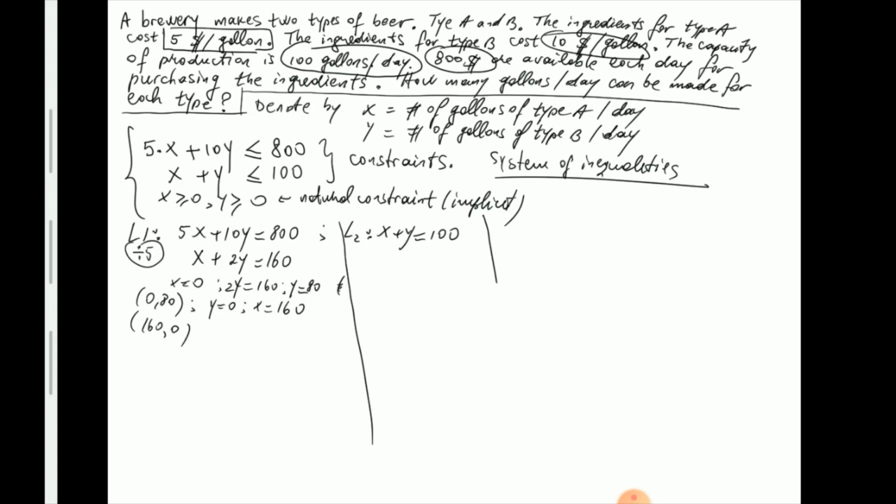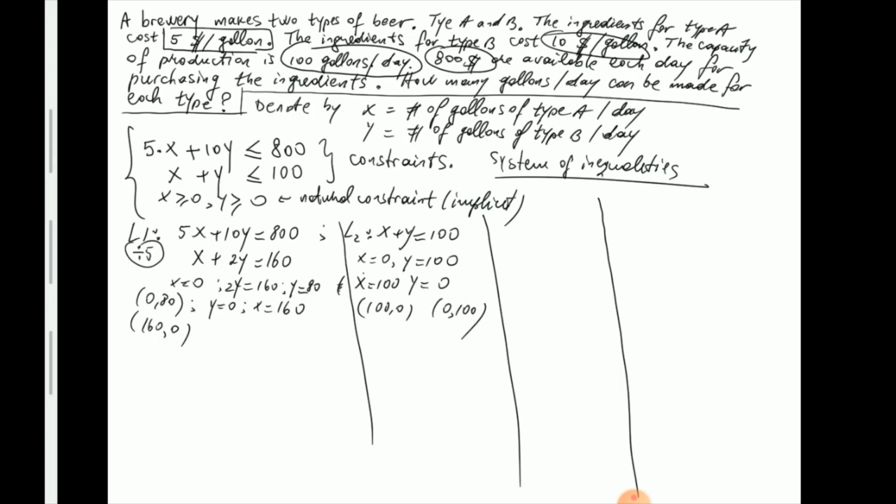And let's pick the points on the second line. This is kind of easier, right? So if x is 0, y equals 100. If y is 0, obviously x equals 100. So 100, 0 and 0, 100 are the two easy points to pick on the second line. So I'm going to do the graph over here on the right side of the page.